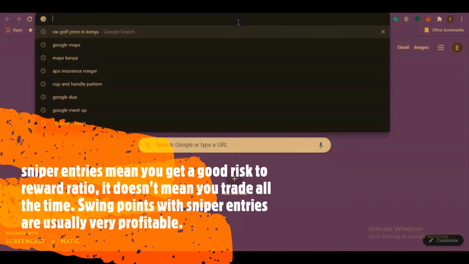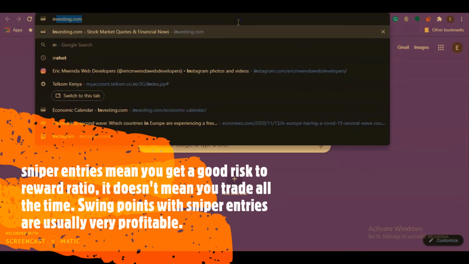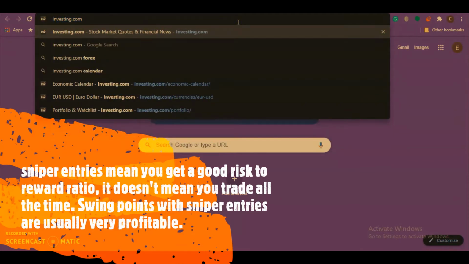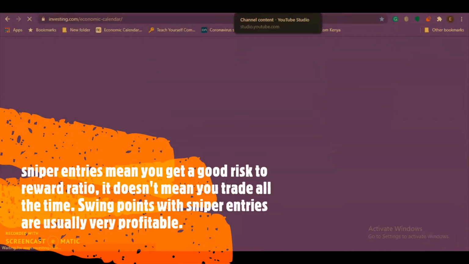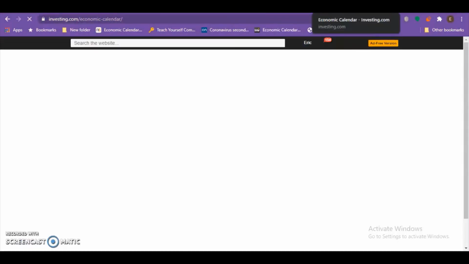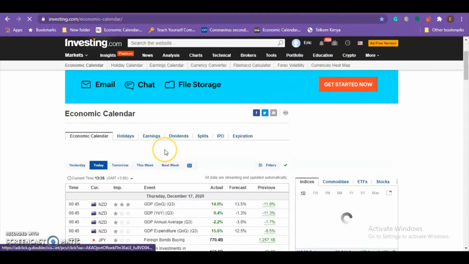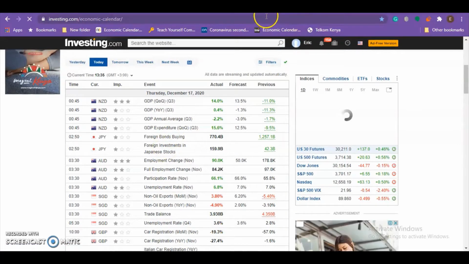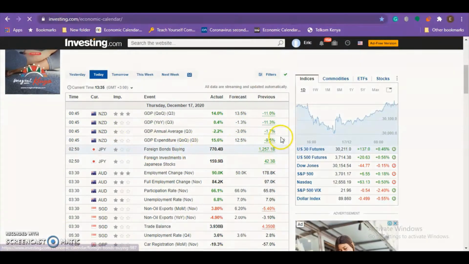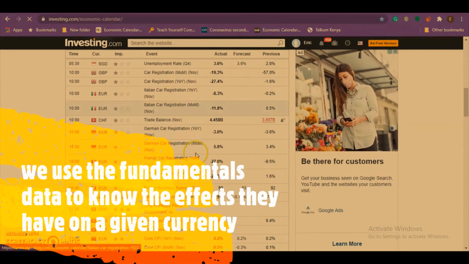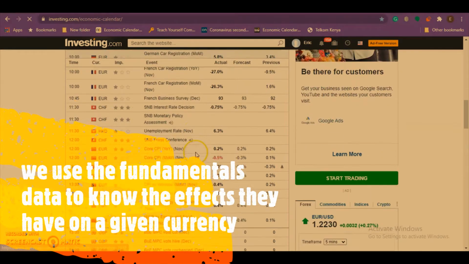And the first thing we are going to do is look at our economic calendar to get to know what fundamentals are there, because the only thing that could knock your technicals out of the game will be your fundamentals. So that's why we start there, and we are going to focus on the US dollar and the Japanese yen.